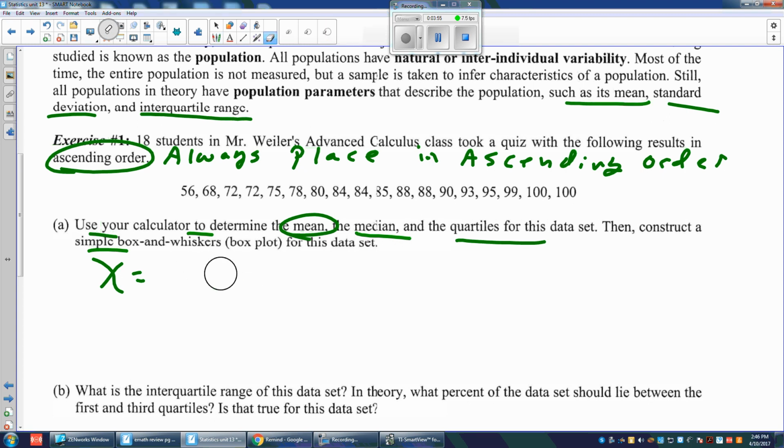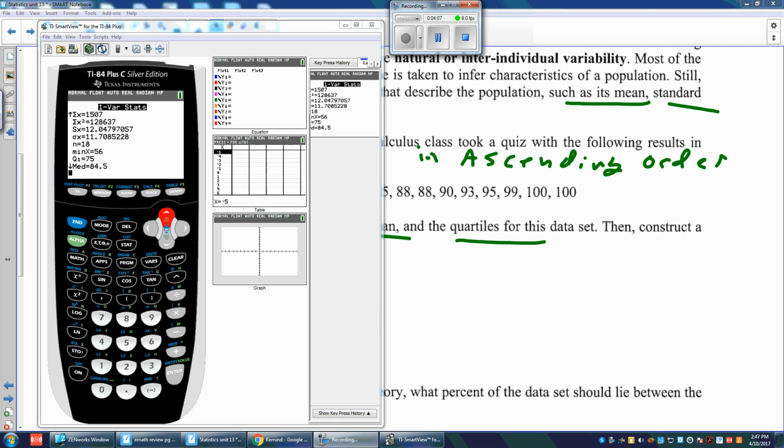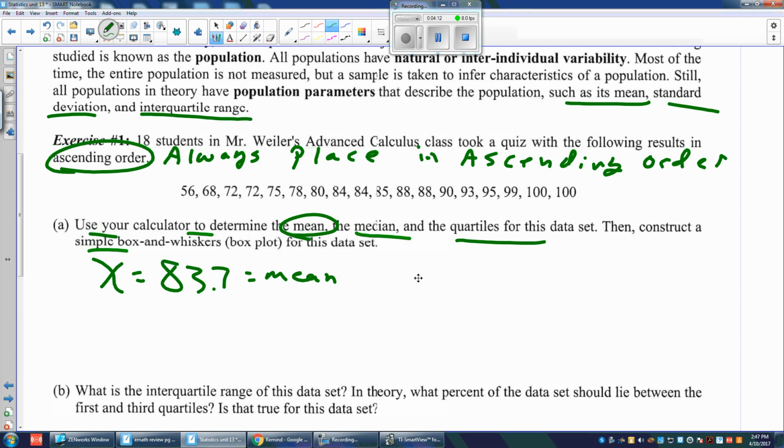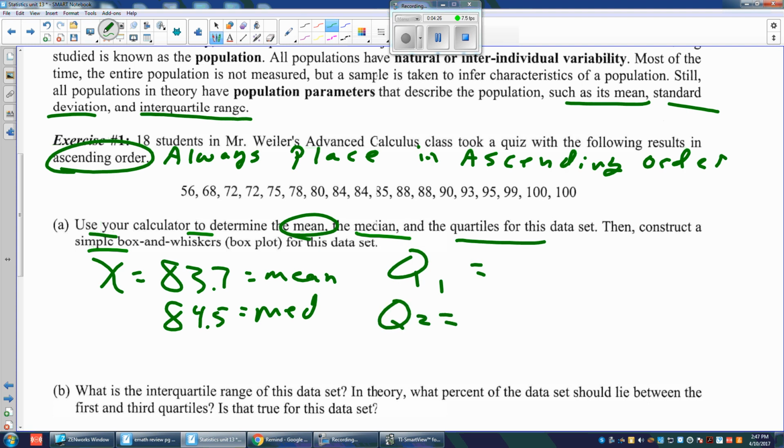Now we're not just writing that down for the fun of it. That means the mean. The median, I had to hit down arrow once, and it's 84.5. And the quartiles, the first quarter, the second quarter, the third quarter, and the fourth quarter.